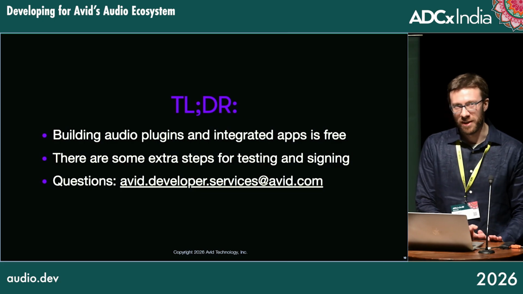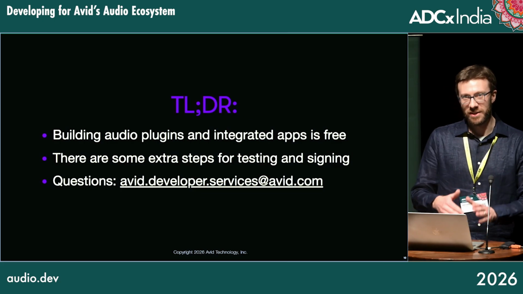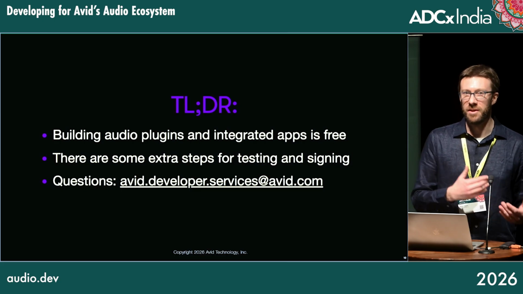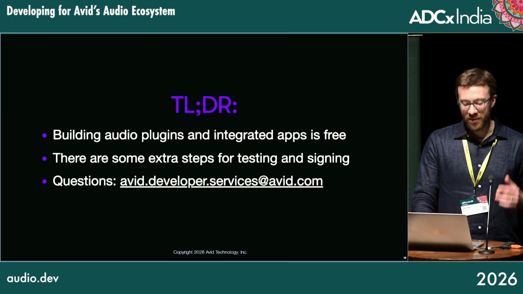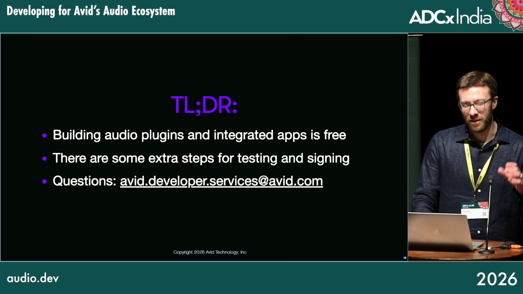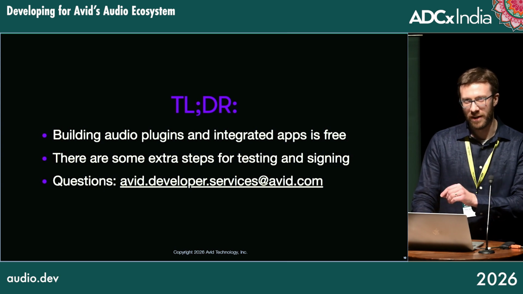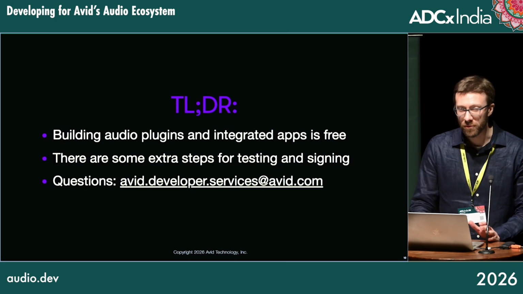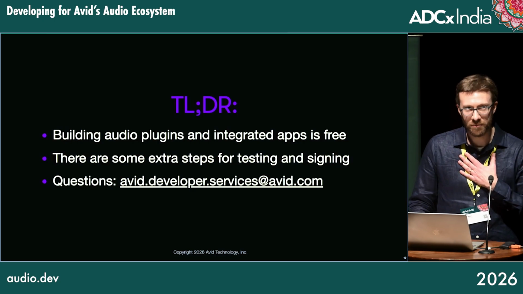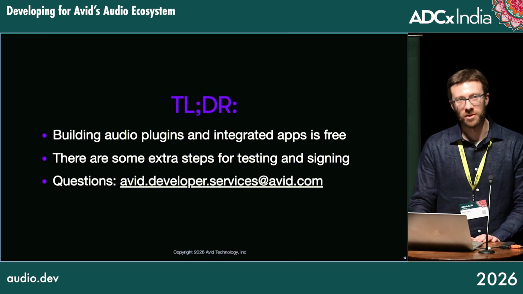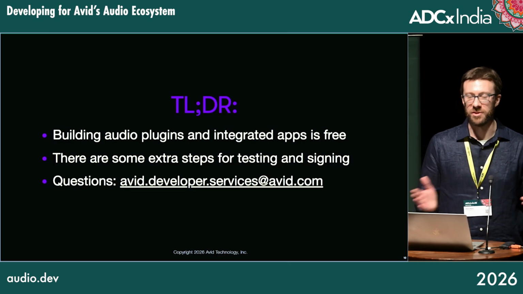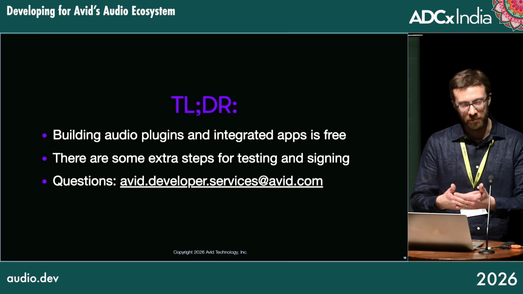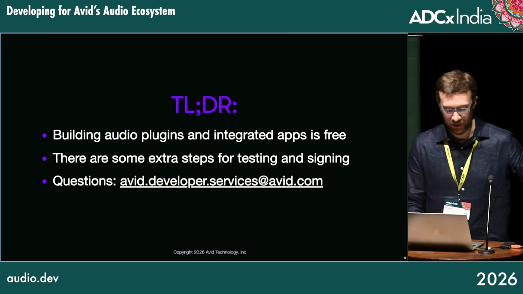There are some extra steps, like I said, for developing, for getting in, and then for testing and signing your products and making sure that they work securely with Avid's products. I'll talk about that later. And if you have questions, there are actually a number of contact points with Avid and different URLs. It's great if you remember all of those. If you don't, you can talk to me and my team at avid.developer.services@avid.com, and we can dispatch your question to the right subgroup within Avid. So if your Rolodex is one page long, put that on the page.